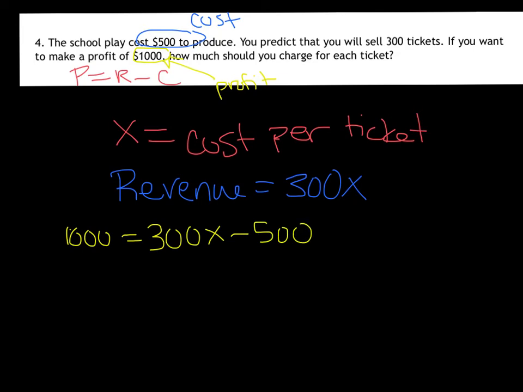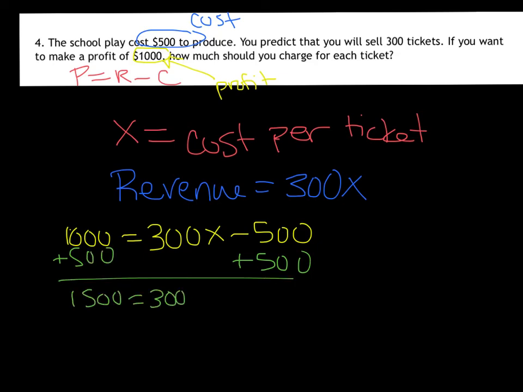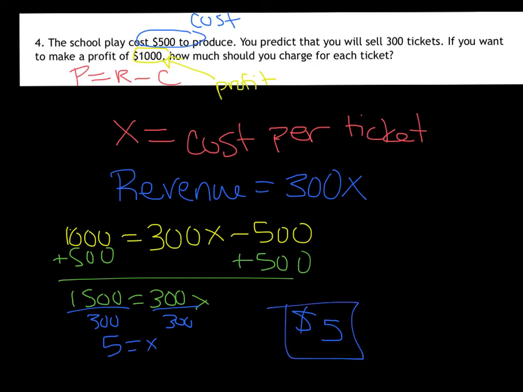So from there, now we have an equation that we can solve. It's similar to the way we solved them in the beginning of the school year. We're going to start by moving over the 500, add it to both sides. From there, you divide both sides by 300. You end up getting 5 for x. So you're not just going to write 5, you're going to write they should charge $5, or you can write $5 down. Make sure that you answer the question.